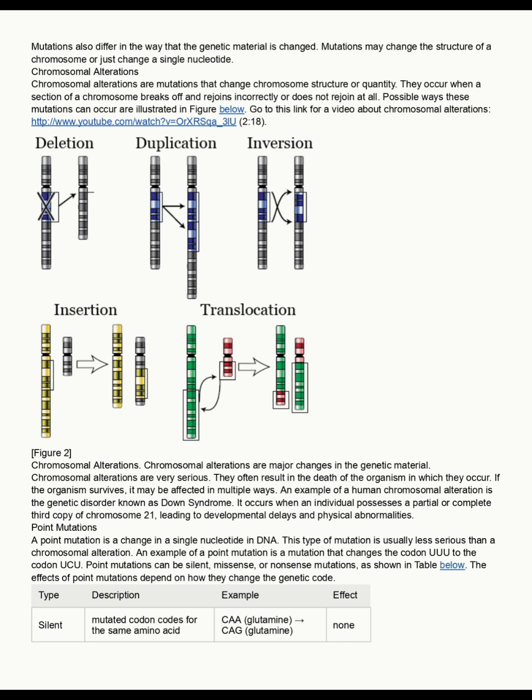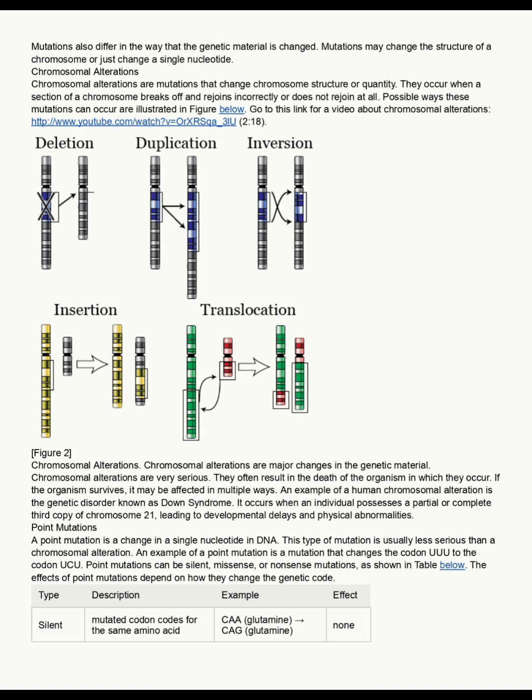This type of mutation is usually less serious than a chromosomal alteration. An example of a point mutation is a mutation that changes the codon UUU to the codon UCU. Point mutations can be silent, missense, or nonsense mutations, as shown in the table below. The effects of point mutations depend on how they change the genetic code.